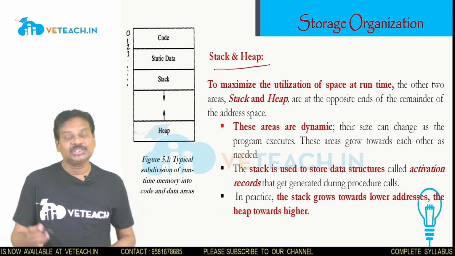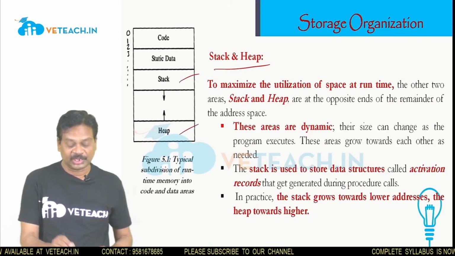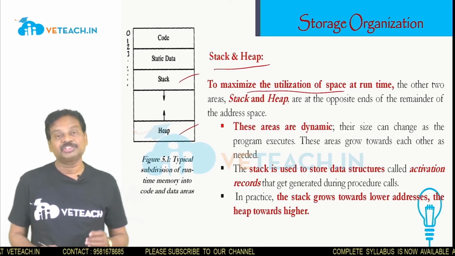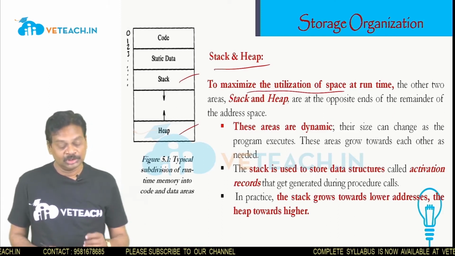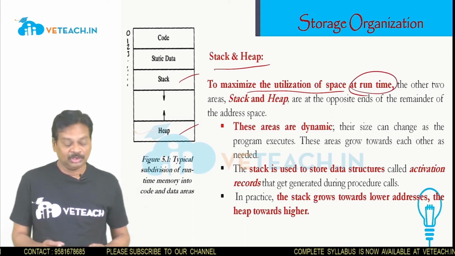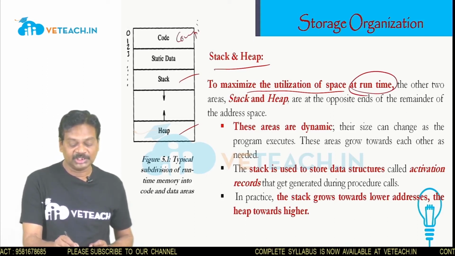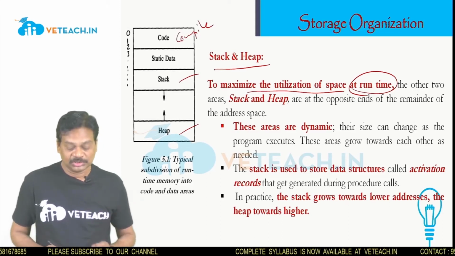The last one is the stack and heap. Coming to the stack and heap, this is for the maximum utilization of the space at runtime. These are decided at runtime, whereas the code is fixed at compile time. If the decision is made at compile time, then it is called static allocation.